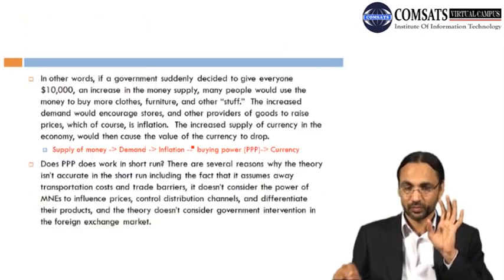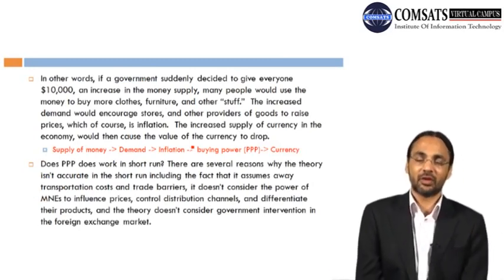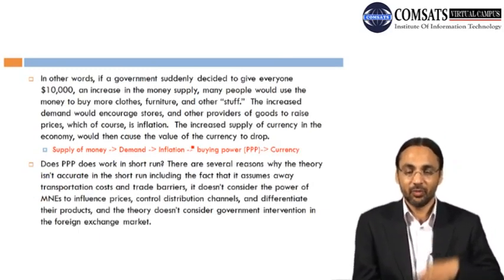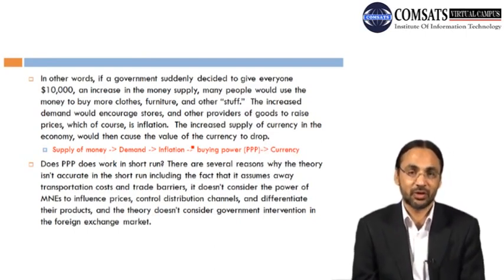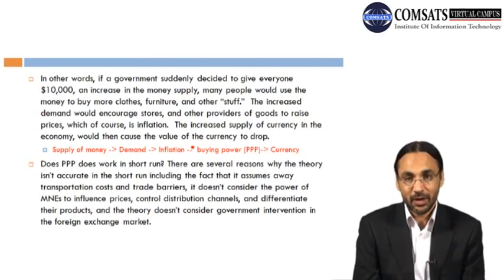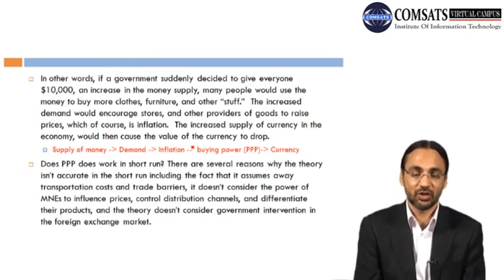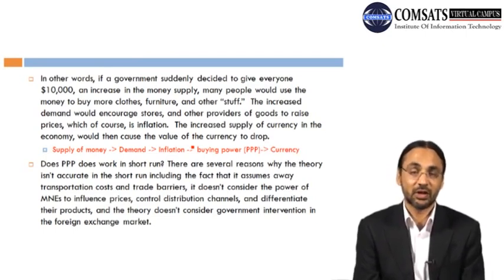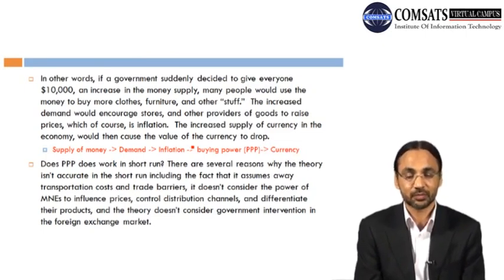Okay. If we consider an example, if a government suddenly decides to give everyone 10,000 US dollars, an increase in the money supply, what's going to happen? Many people would use the money to buy more clothes, furniture, and other stuff. The increased demand would encourage stores and other providers of goods to raise prices, which of course is inflation. The increased supply of currency in the economy would then cause the value of the currency to drop.